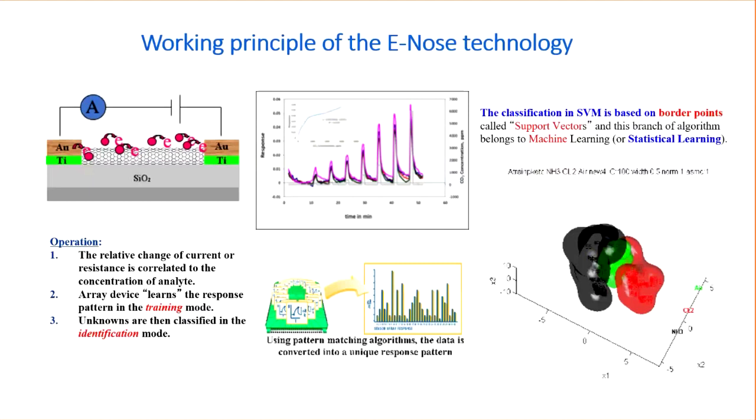And in this plot, you can see the green color is the air, the red color is the chlorine, and the black is the ammonia. If the measurement data fall into the black area, that will be identified as ammonia. If the measurement data fall into the red area, that will be called chlorine. So that's how we do the identification. And the middle upper part is the sensor response to different concentrations of CO2. Next slide, please.